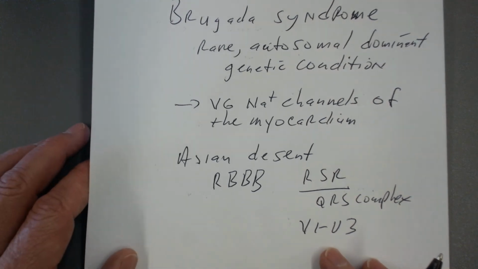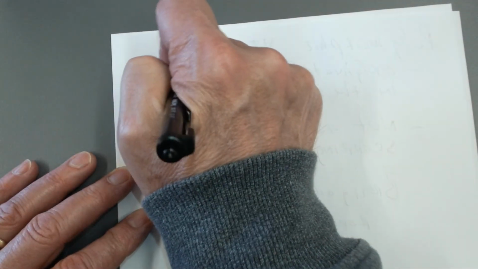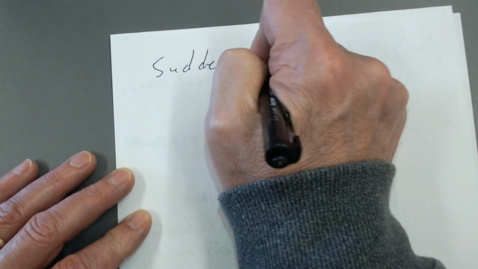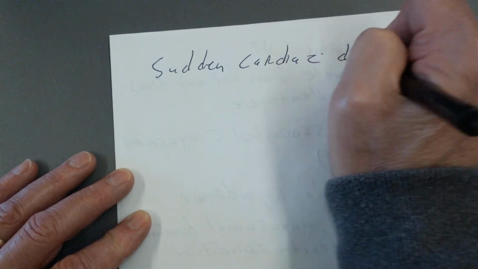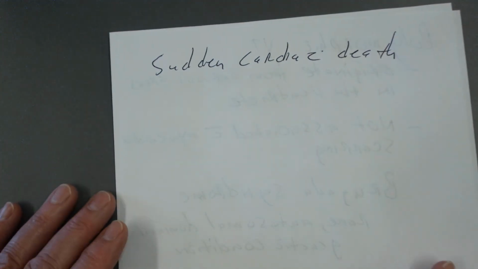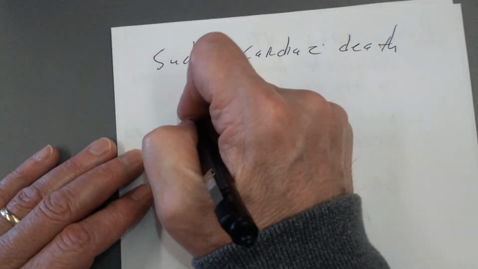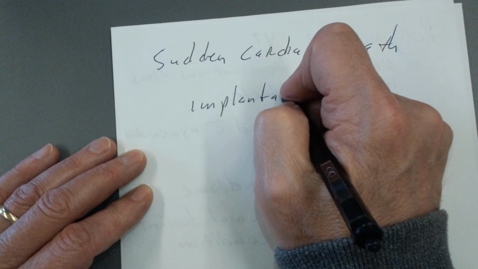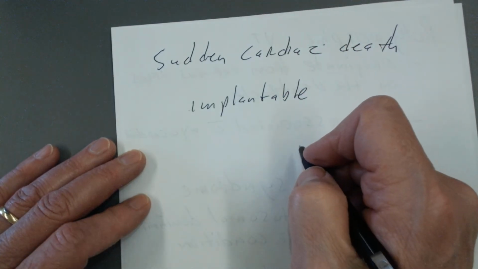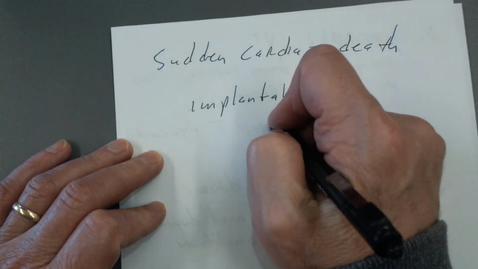Now, regardless, all people with these polymorphic ventricular tachycardias, they're at risk of sudden cardiac death, and so you're going to treat them with an implantable cardioverter defibrillator.